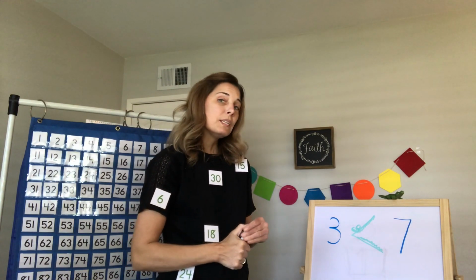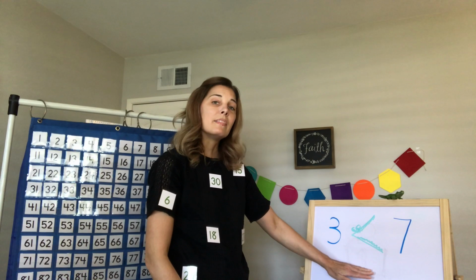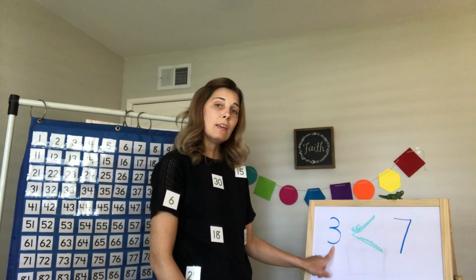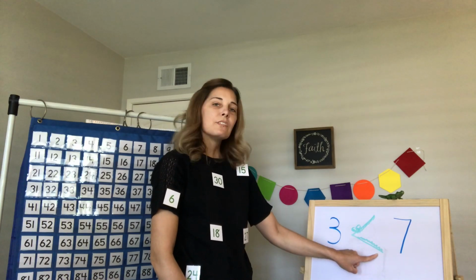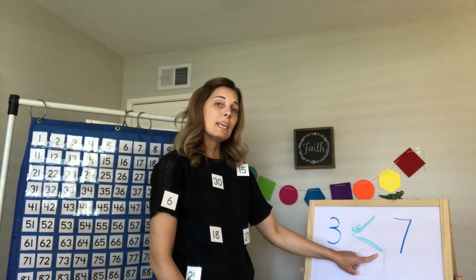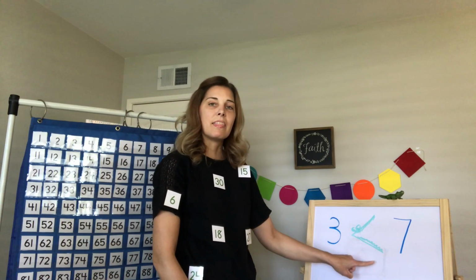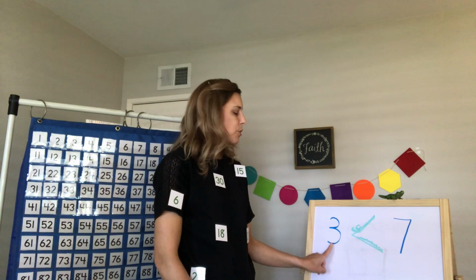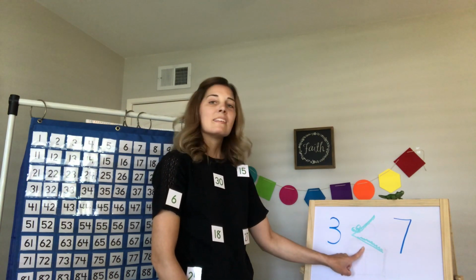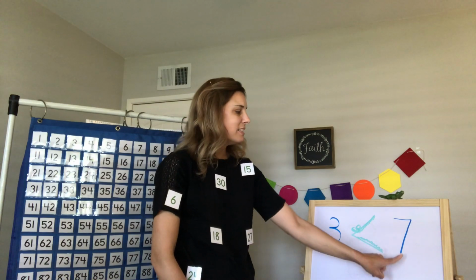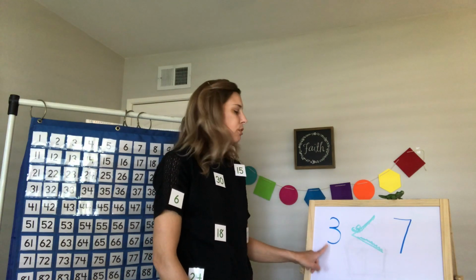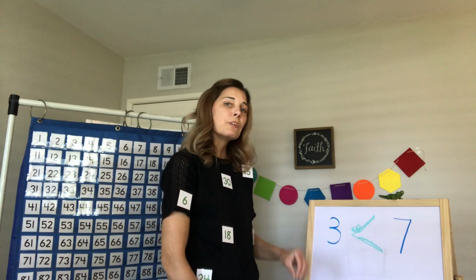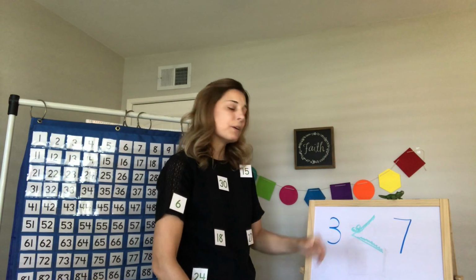So if I were going to read this, this is what this tells me. Remember, start at the left. 3. This alligator's mouth, the way it's facing, it means less than. Can you say that with me? Less than. So 3 is less than 7. That just means that 3 is smaller than 7. Remember, a hungry alligator is going to chomp the bigger number.